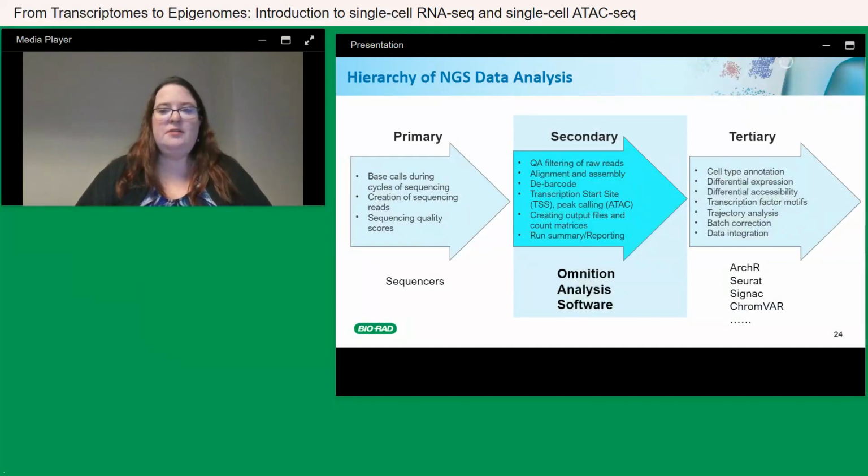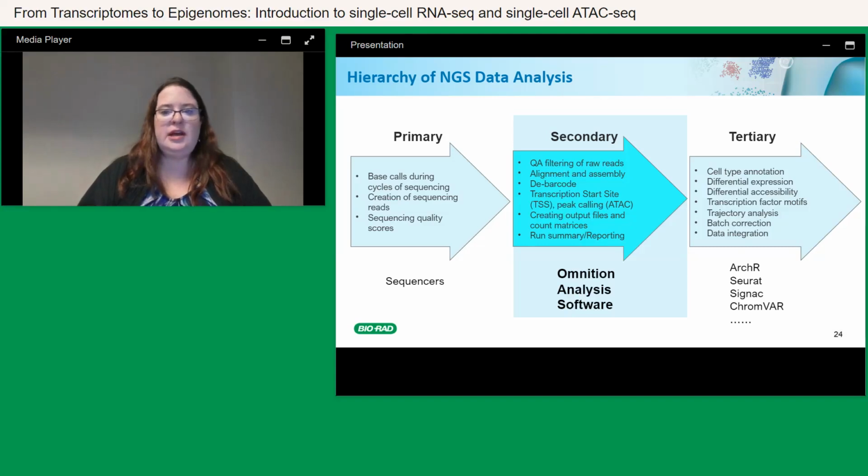Omnition is part of the secondary analysis in terms of the hierarchy of NGS data analysis. Primary analysis is the process sequencers perform to identify the exact base order of individual reads in a library. The outputs from primary analysis are the FASTQ files.